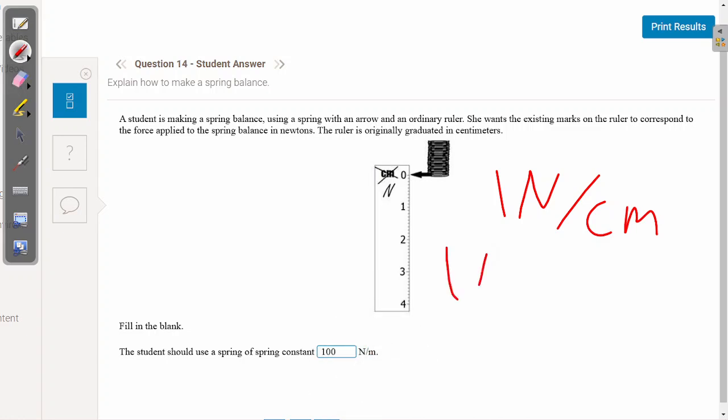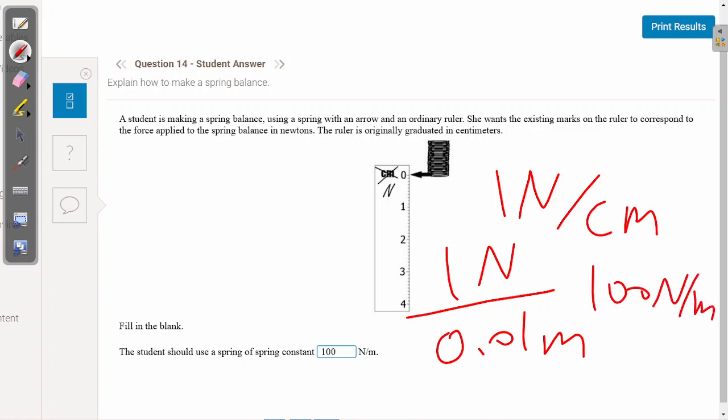So 1 newton over, how do we convert centimeter to meter? Divide by 100, right? So it will be 0.01 meter. So you simplify this, 1 over 0.01 is 100, so 100 newtons per meter.